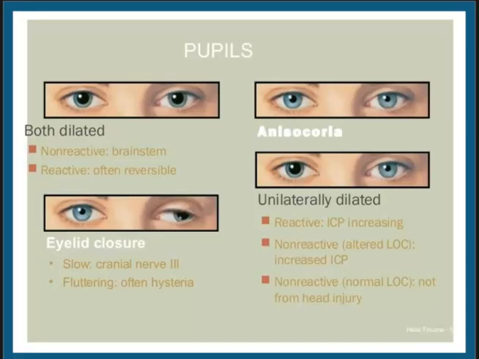Now your pupils. Pupils are very important. They tell you a lot, especially when you're seeing a patient coming in through the ER. So are they both dilated or are they both pinpoint? That's when we can say, hey, have you used any substances lately? We know that if they're non-reactive, you shine that flashlight in their eye and they're not changing pupil size, it could probably be a brainstem injury. However, if they are reactive, when we shine that light in their eye, it's typically reversible. They're probably just drunk or on some kind of drug.